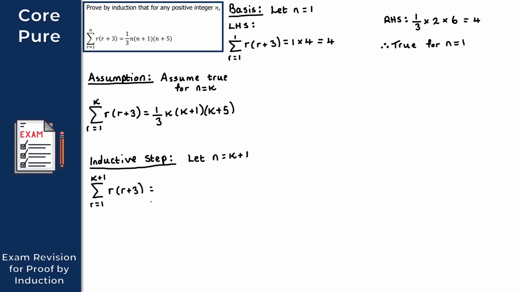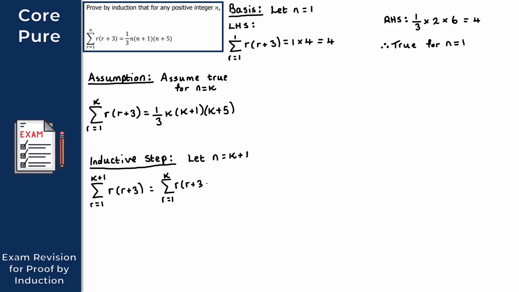So before we take a look at what this is actually equal to then, just take a moment here to think about how this summation relates to the previous step, or our assumption step, and how we can use this to help us with the inductive step. And hopefully you can see then that this will be equal to the summation from r equals 1 to k of r times r plus 3.